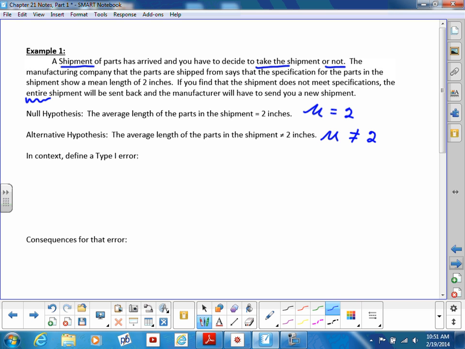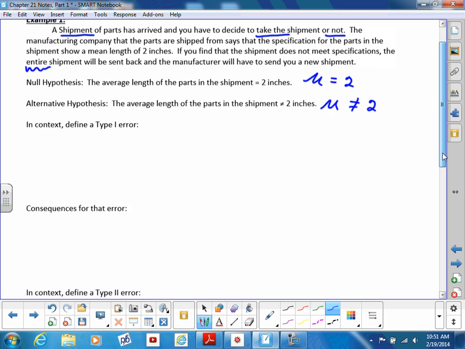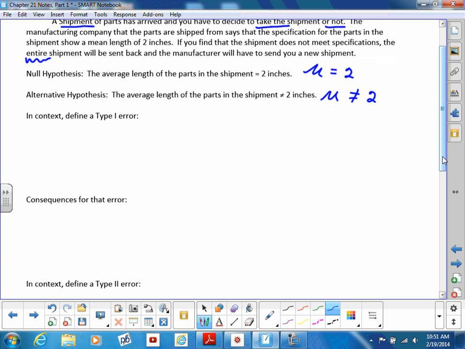So you're going to take a sample. Do you want to have to inspect all of those ink cartridges? No, you don't. That's way too much. So you're going to take a sample, and from that sample, you're going to make a conclusion about the entire shipment and decide to accept it or reject it. So, in context, let's talk about what kind of errors would be made.